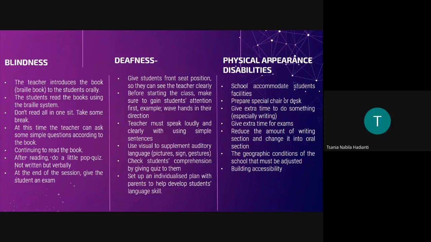And for physical disabilities, first, the school accommodates student facilities. Second, prepare a special chair or desk. Third, give extra time to do things, especially writing. Fourth, give extra time for exams. Fifth, reduce the amount of writing and change it into oral sections. Sixth, the geographic condition of the school must be adjusted. And the last is building accessibility.